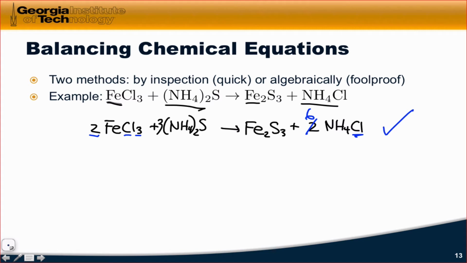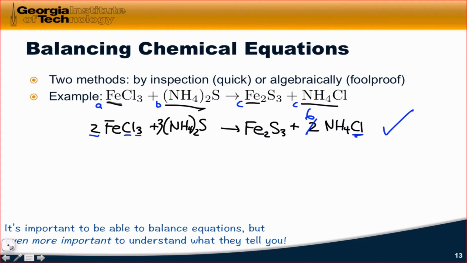We may practice this in class, but the idea is to treat each of these stoichiometric coefficients as a variable and then write balance equations, mass balance equations, for each of the elements. So we would have one equation for iron, one for chlorine, one for nitrogen, one for hydrogen, and one for sulfur, for example. It's important to be able to balance equations, but actually it's even more important to understand what a balanced equation tells you.